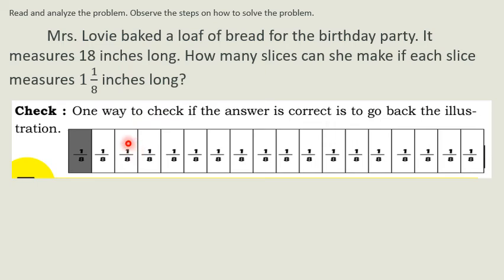So, one way to check if the answer is correct is to go back with the illustration. Ito po yung illustration. So, 1, 2, 3, 4, 5, 6, 7, 8, 9, 10, 11, 12, 13, 14, 15, 16, 17, 18. Ito yung 18, hatiin sa tig-1/8.